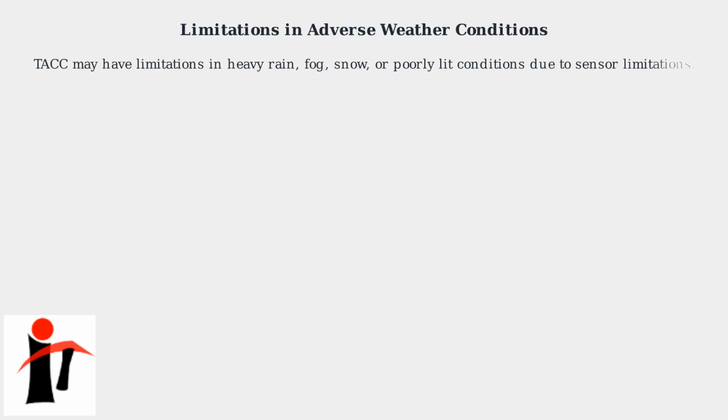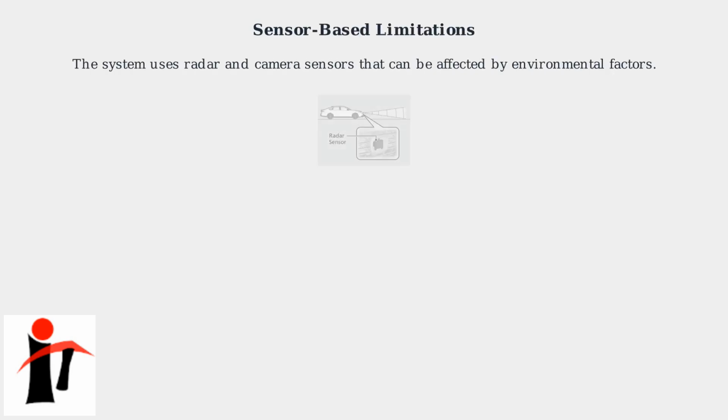TAC relies on various sensors to detect vehicles and obstacles ahead. In adverse weather conditions, such as heavy rain, fog, snow, or areas with poor lighting, these sensors may not function optimally. Reduced visibility and sensor interference can affect the system's ability to maintain proper following distance or respond to traffic changes. TAC primarily uses radar sensors located behind the front grille and cameras to monitor the road ahead. These sensors can be limited by factors like heavy precipitation, fog, dust, or bright sunlight. In such conditions, the system may not detect vehicles or obstacles as reliably, potentially leading to unexpected behavior.